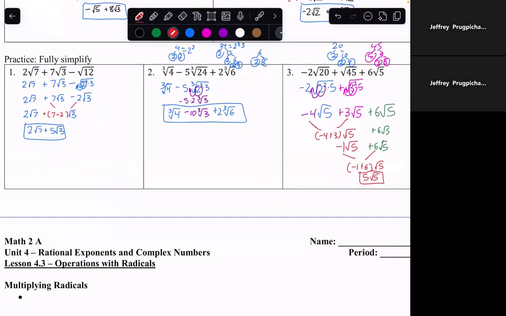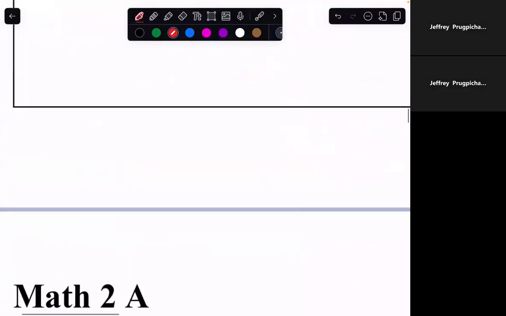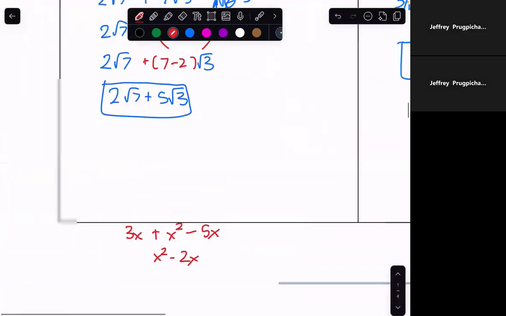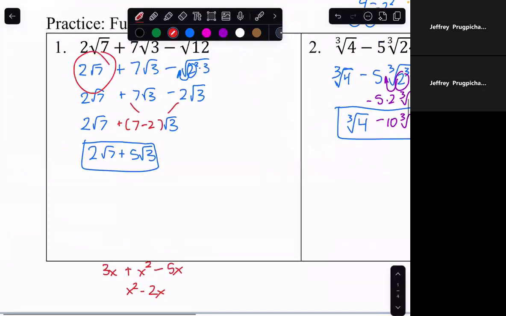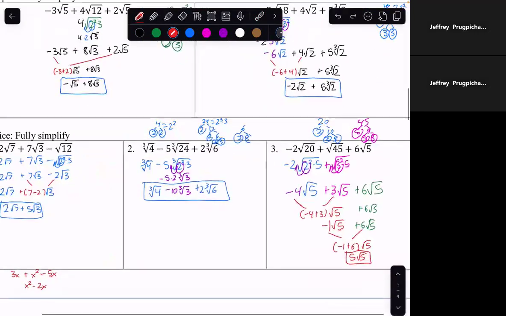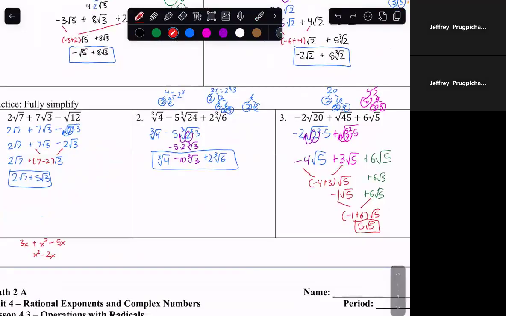Okay, so really the rules for radicals are the same as they are for x, right? For example, if you had something like 3x plus x squared minus 5x, you can't combine these, but you can combine these. It's the same idea here, right? If you have two terms that can combine, you just combine those and leave the other one alone. All right, so questions about adding or subtracting?